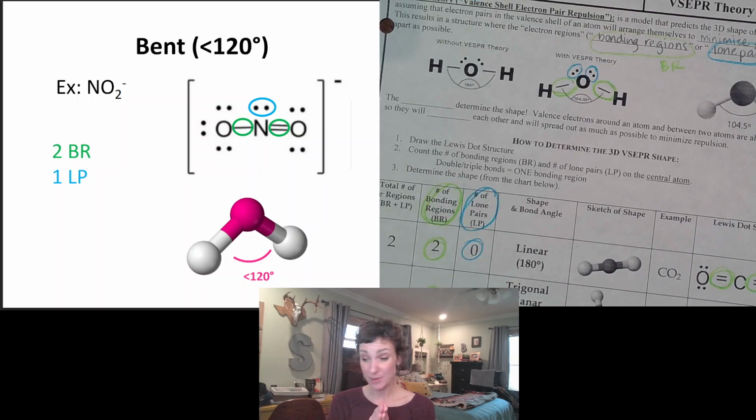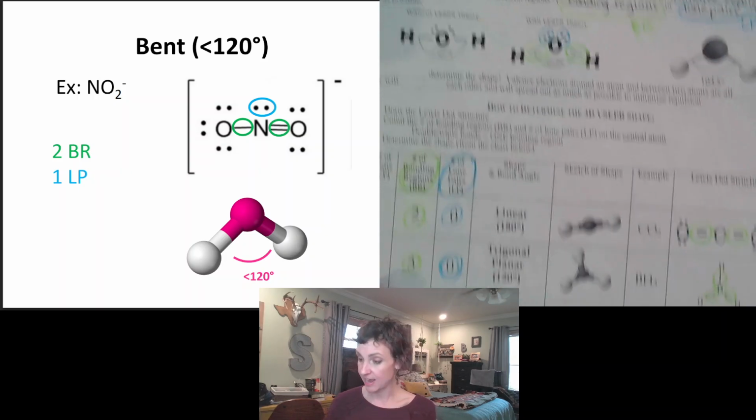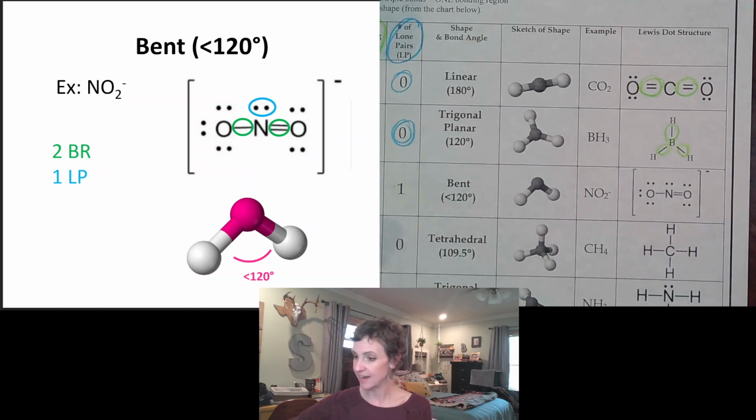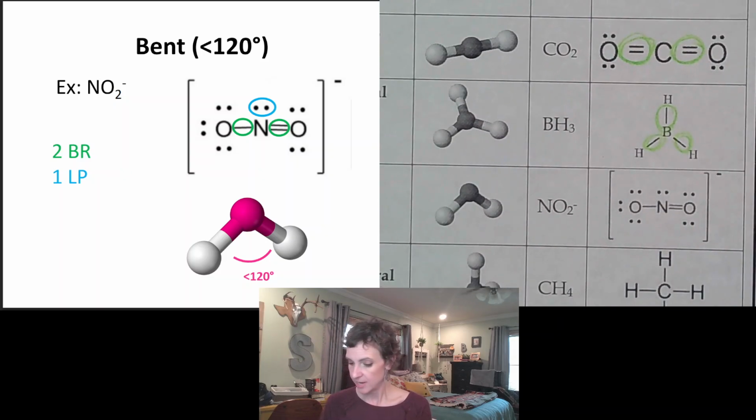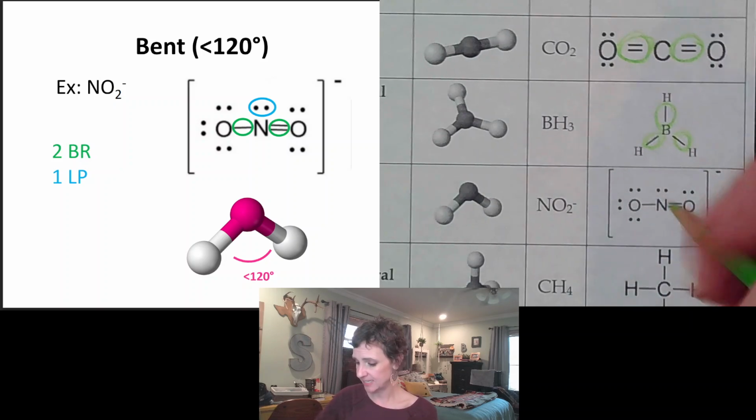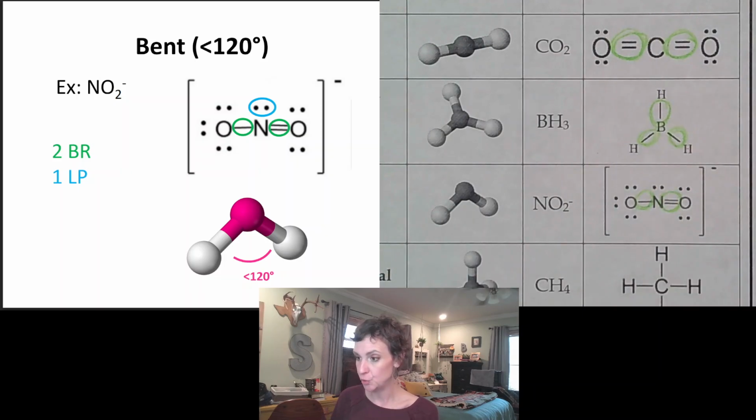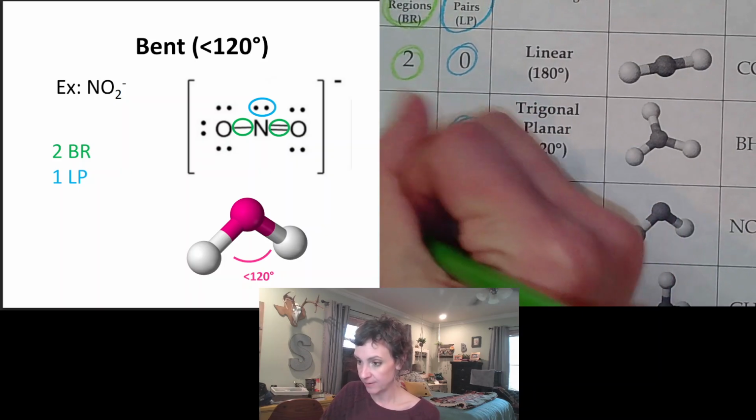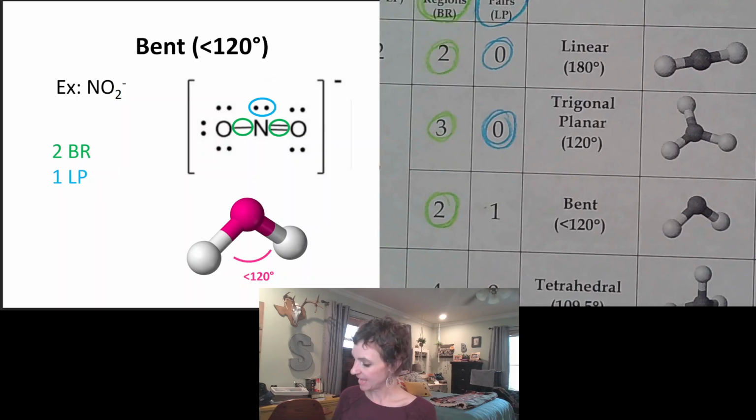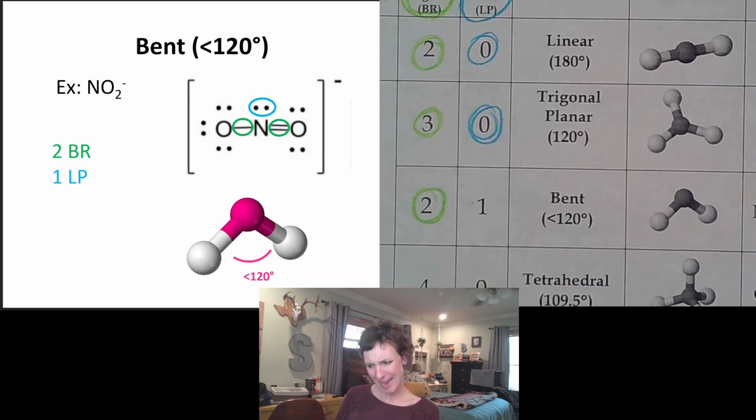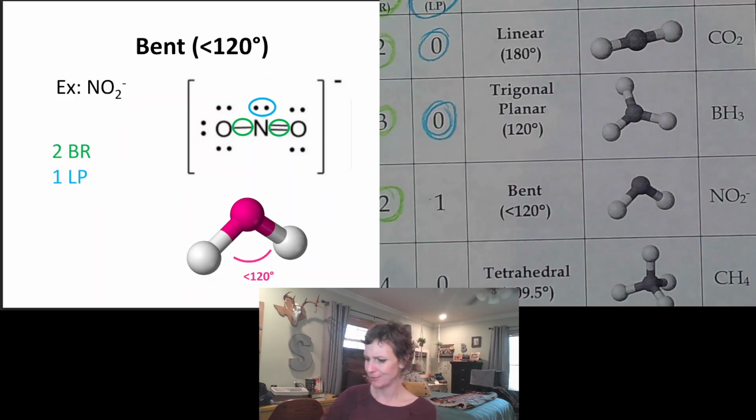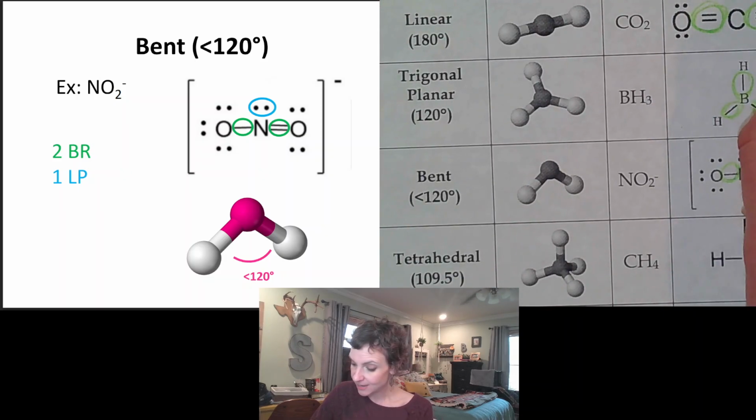So my example of bent, this is a nitrite ion. I've drawn the structure for my nitrite ion. I may zoom in a little bit more. So counting bonding regions, he is connected to 2 outer atoms. So he has 2 bonding regions. 1, 2. That is where I get this 2 from. And then he actually has a lone pair. It's our first lone pair example. How exciting for him. He's got a lone pair.